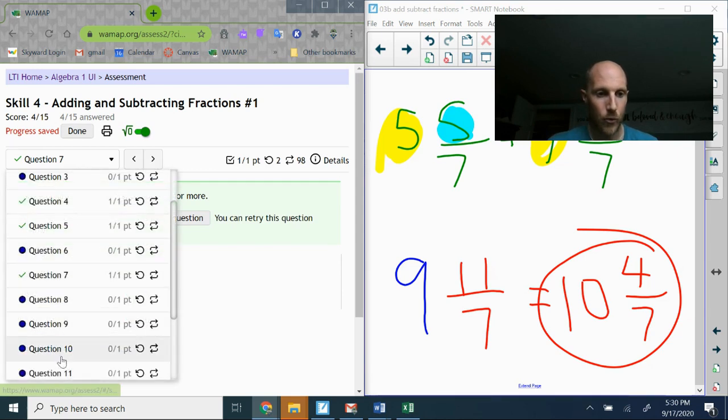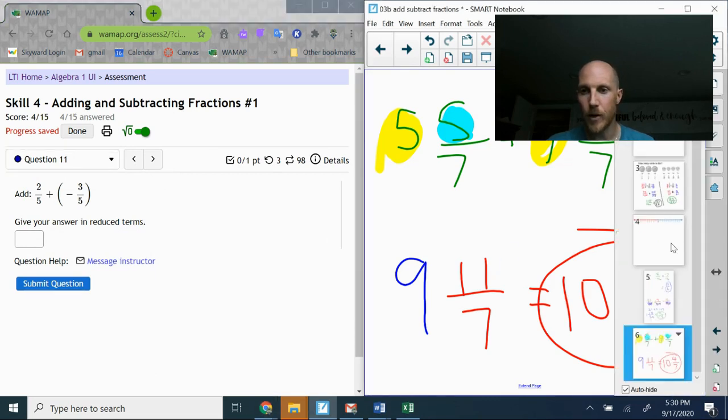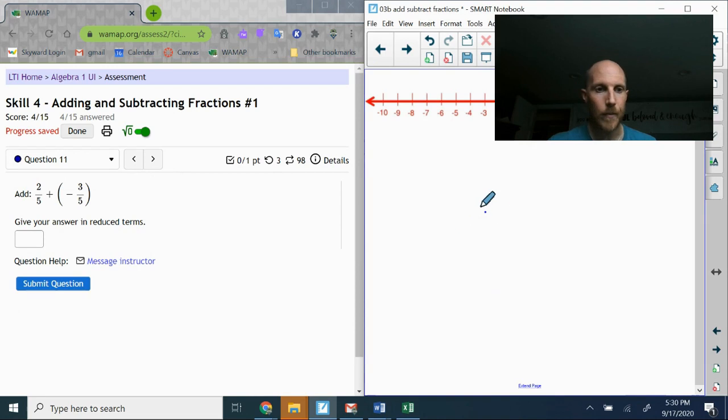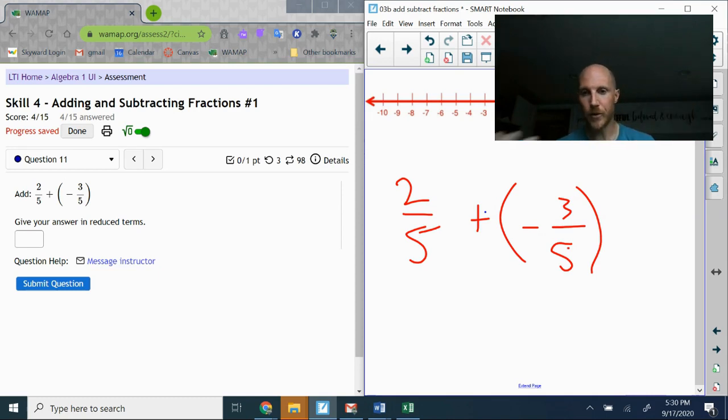Let's jump over here to 11. All right, so we got some positives and some negatives. Where did I leave that number line at? Okay, so common denominator already. So I have 2/5 plus -3/5.